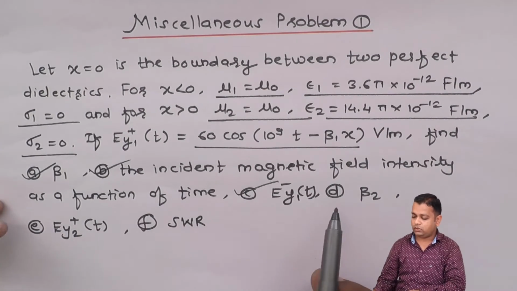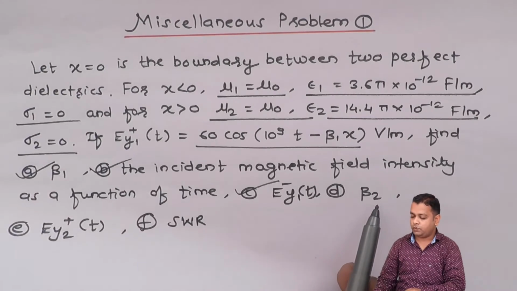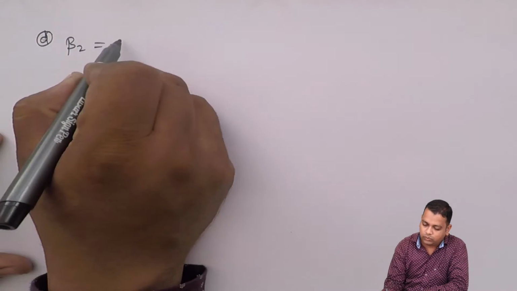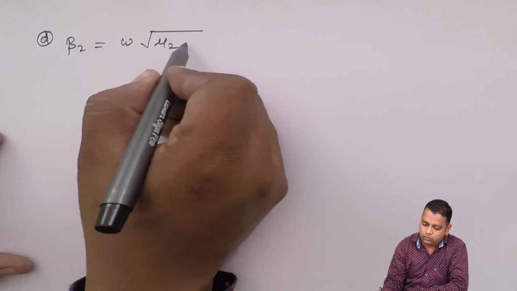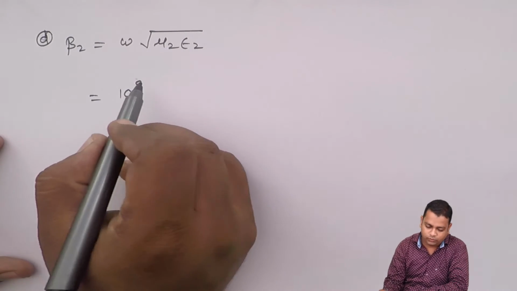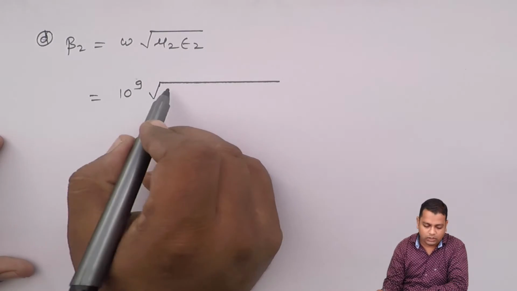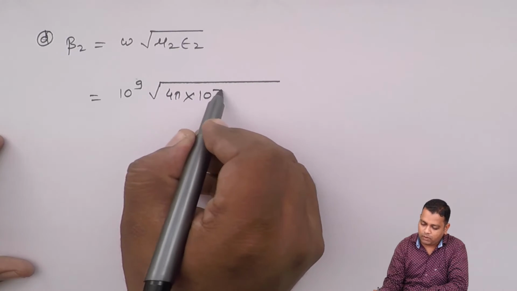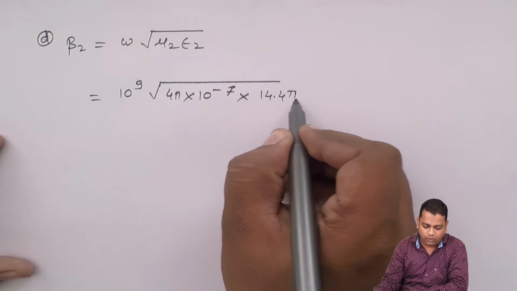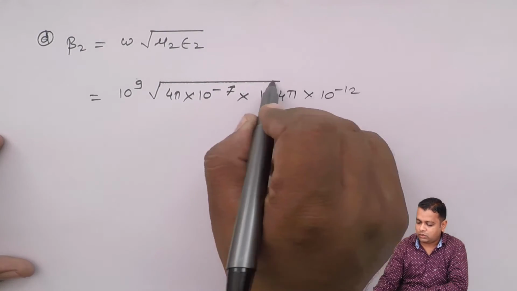So three parts have been covered. We require beta 2. Beta 2 is the phase shift constant in medium 2. To obtain the phase shift constant in medium 2, we take the formula for perfect dielectric materials. Beta 2 will be omega times the square root of mu 2 epsilon 2. We have all the values: omega is equal to 10 raised to the power 9, mu 2 is 4 pi into 10 raised to the power minus 7, and epsilon 2 is 14.4 pi into 10 raised to the power minus 12.